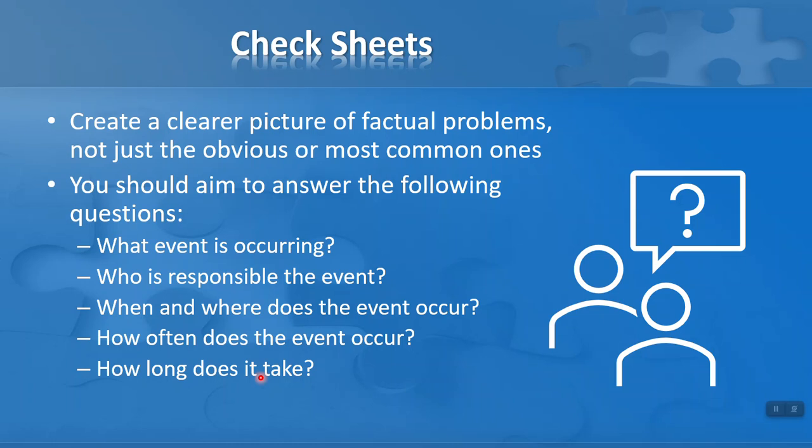So when you're drawing up your check sheet, here are 5 questions that you should answer. First of these is what event is occurring. So you decide what's occurring and record that. But also, who is responsible for the event? When and where does it occur, how often does the event occur, and how long does it take. So once you've identified the events, ask these questions, and they will go a long way towards helping you to solve a problem.